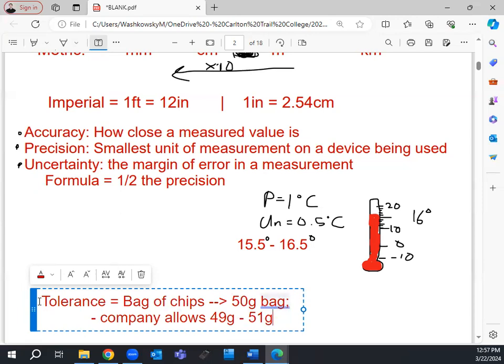That's the difference of a chip or two. It's not going to be exactly perfectly measured. They're like, we're okay if we give them a little bit extra. We're okay if we take away a chip accidentally. But on average, our bag should be 50.